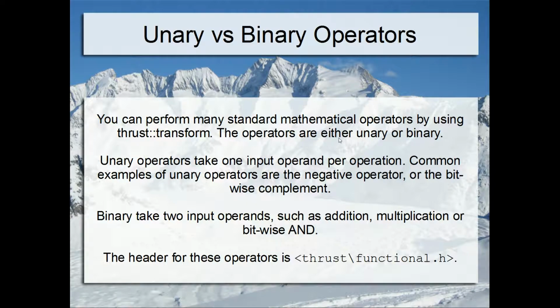So the operators are generally either unary or binary, and that's a reference to the number of operands that they take. Something like negate only takes a single operand. You can negate the number 5; it becomes -5. But other operators like multiplication and bitwise AND and addition are all binary operators. They take two inputs, so you can add 5 to 7, for example.